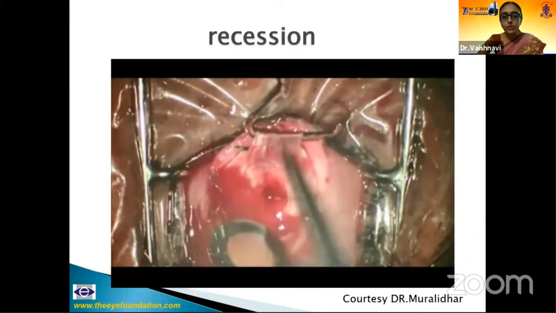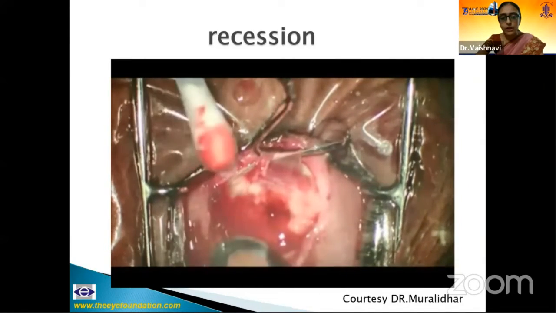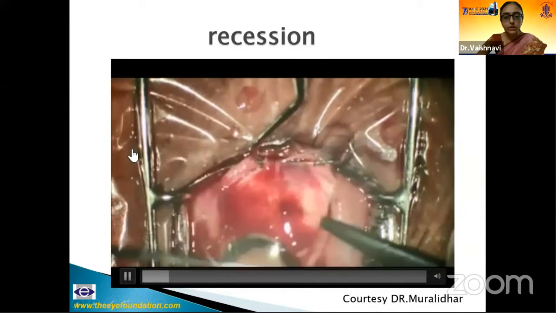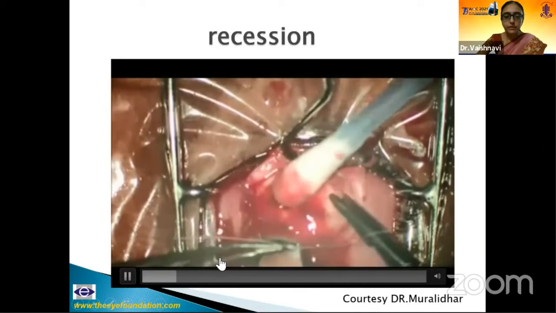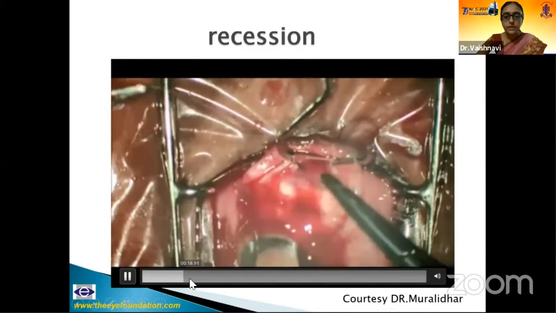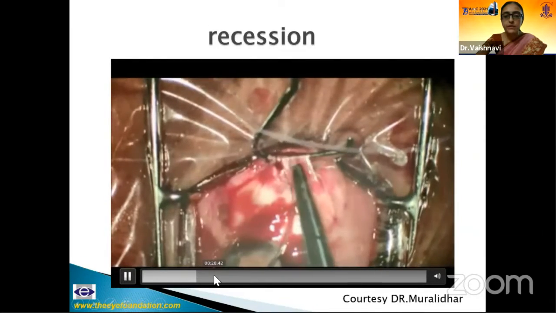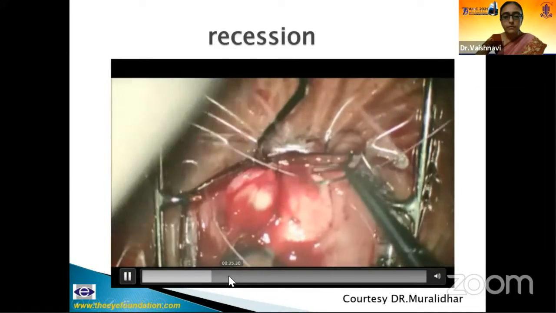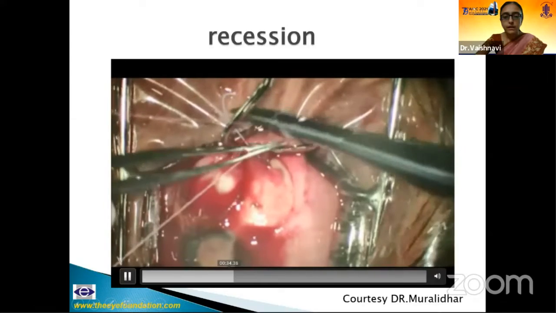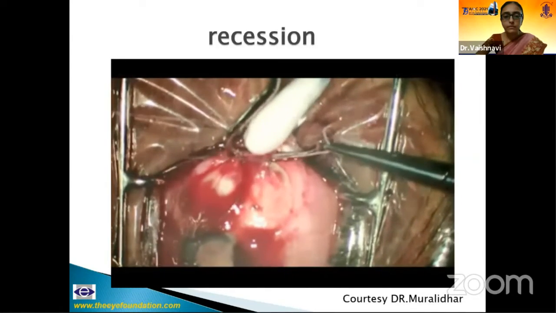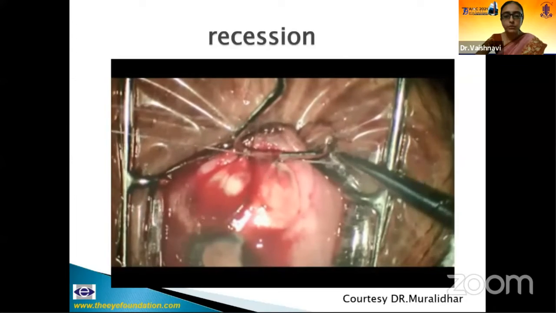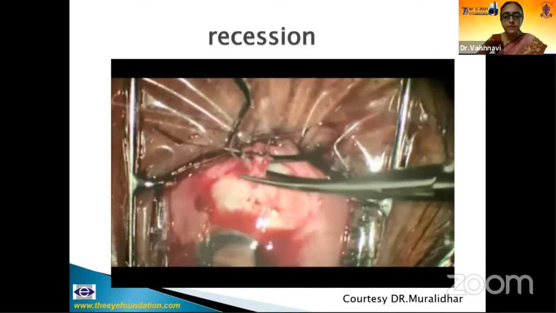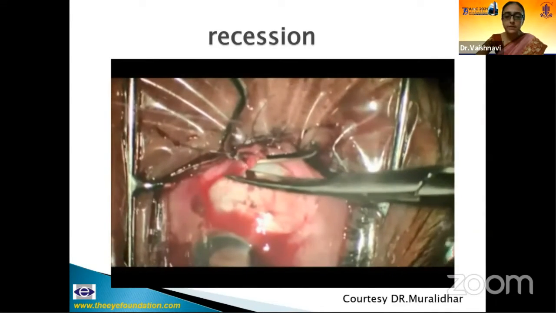Coming to the recession, after you hook the muscle, interlocking loops of 6-0 Vicryl needles are passed and the knot is secured at the ends of the muscle insertion. This is done on the opposite side with the reverse suture. Then the muscle is carefully cut with the tenotomy scissors, leaving a stump of around 0.5 millimeters.